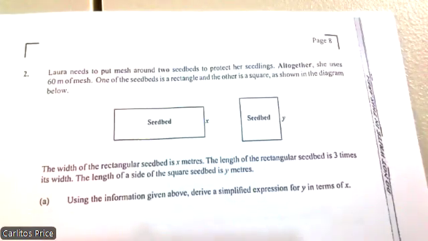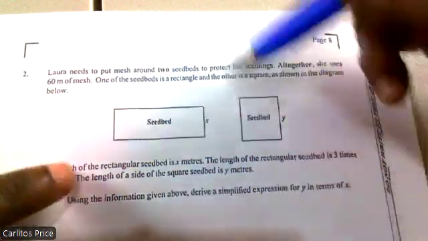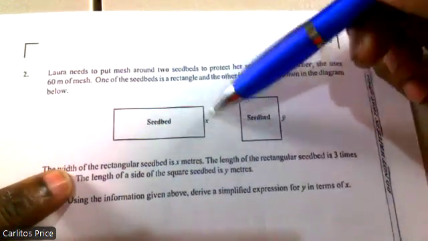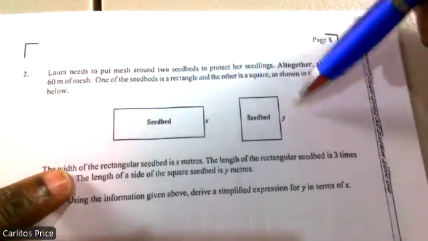All right, so Laura needs to put mesh around two seed beds to protect her seedlings. Altogether, she uses 60 meters of mesh. One of the seed beds is a rectangle, the other is a square, as shown in the diagram below. So we have two shapes. One is a rectangle, and the next is a square.